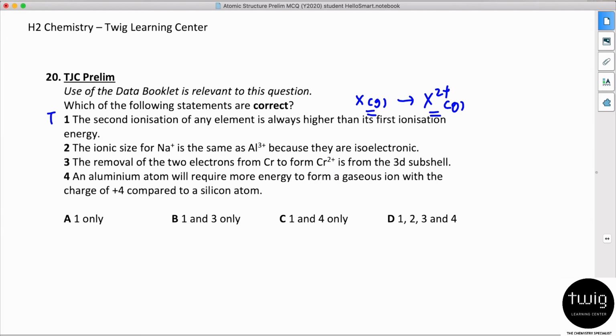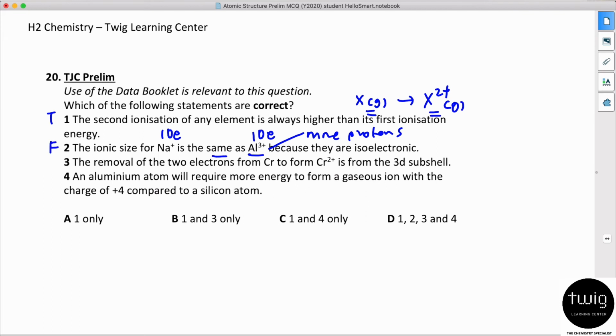The ionic size for Na+ is the same as Al3+ because they are isoelectronic. Even though they're isoelectronic, they have the same number of electrons. Al3+ has 10, Na+ has 10. But do you realize that aluminum actually has more protons? Because there are more protons, the 10 electrons are attracted more closely to the nucleus. So Al3+ is supposed to be smaller. So it's not actually the same. So this is false, wrong.